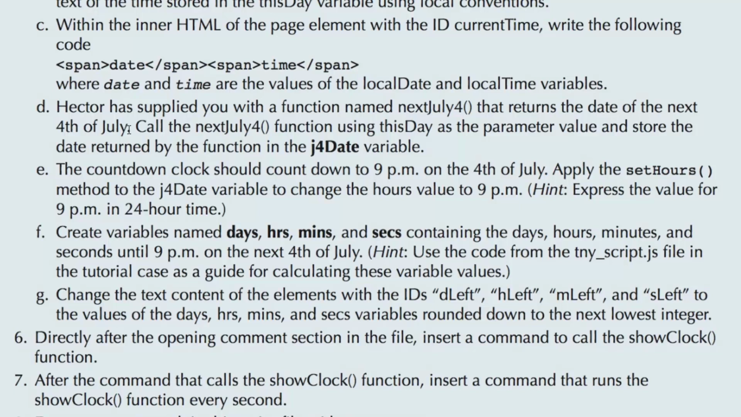But if you're in the spring class, and I believe in summer we start early enough that you'll be doing this assignment before July 4th, so it'll probably be just in the fall that that's going to be an issue. So what we're being asked to do here in step D then is to call that next July 4 function and then assign that value into a variable named J4Date.